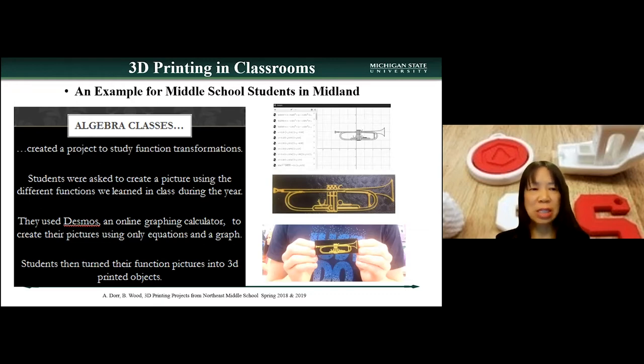They asked a student to borrow our printer and create a project learning function transformation, using an online graphing calculator. This student has a trumpet, and using the math functions, they created the trumpet and printed it. So that's how they were able to use math functions in the graph and end up printing the real object. It really engages students to learn from very abstract math functions.